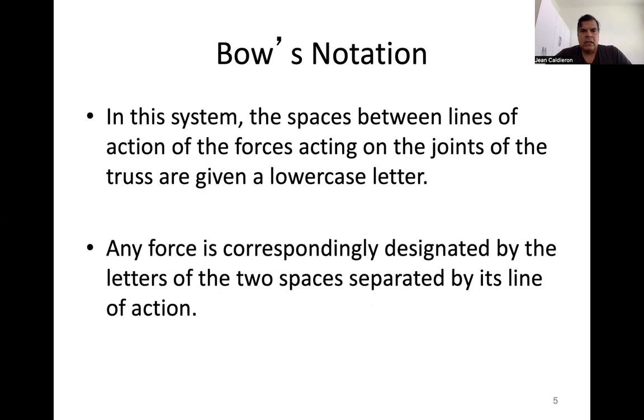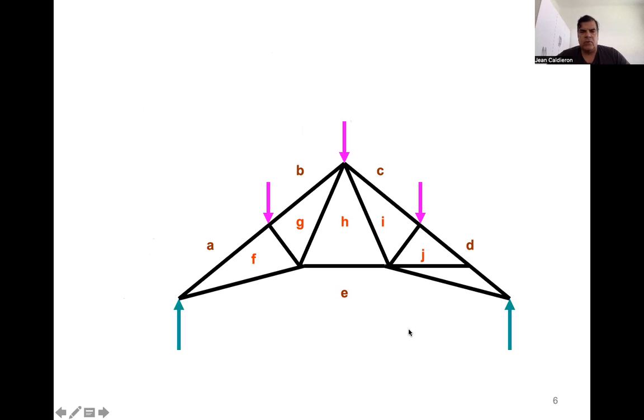Bow notation is a system that will help us to give a name to each one of the members of the truss. The space between the lines of action of the forces acting in the joints will be given a specific name, usually a lowercase letter. Any force is designated by the letters of the two spaces separated by its line of action. In a few words, we have this particular truss that is determinate, okay?